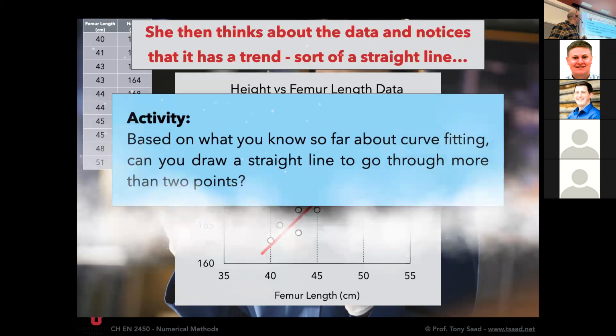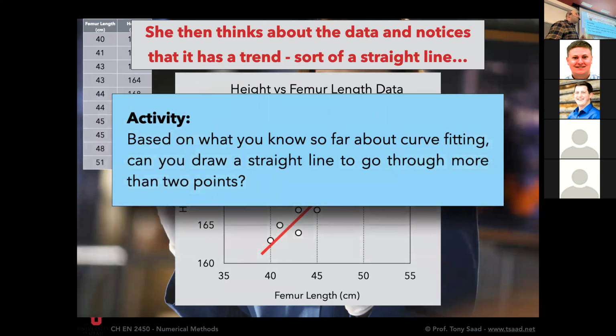So now, based on what you know so far about curve fitting, can you draw a straight line to go through more than 2 points? The only thing we studied about curve fitting is interpolation. Can you draw a straight line through 20 points, 15 points, unless they're all on the same line? Can you do that? Yeah, we can't do that. We cannot do that.